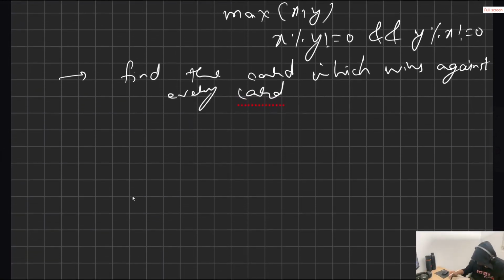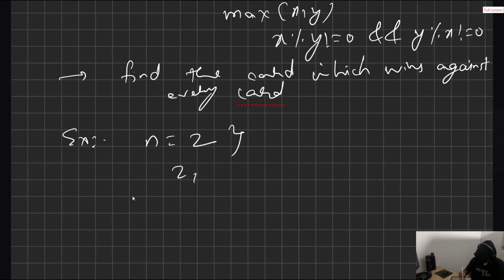So basically, to understand the test case, let's say n is 2. This is the bare minimum that we'll have. So when n is 2, you have cards with number 2 and 3. Since there are only two cards, you take 2 modulo 3, which gives you modulus as 1, not equal to 0. Similarly, 3 modulo 2 again gives 1, so it is not equal to 0.